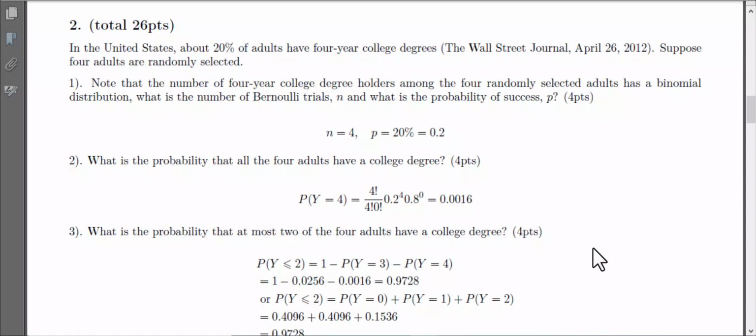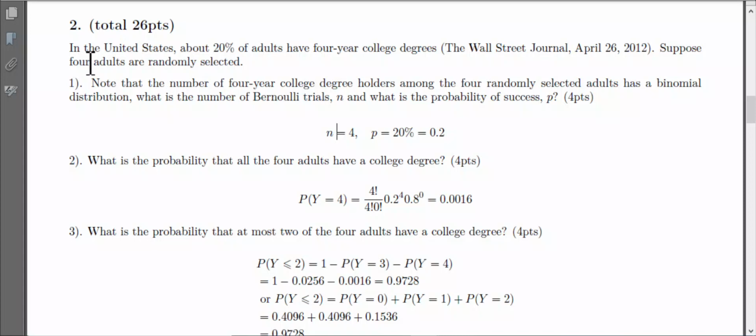Alright, question number 2. Question number 2 is about a binomial distribution. For this binomial distribution, we need to figure out what is n, the number of Bernoulli trials. What is little p? Little p is the probability of success.